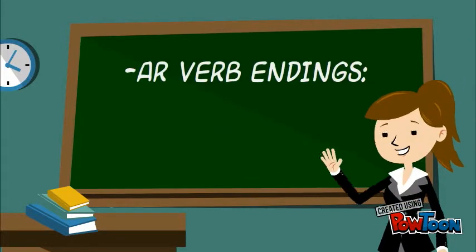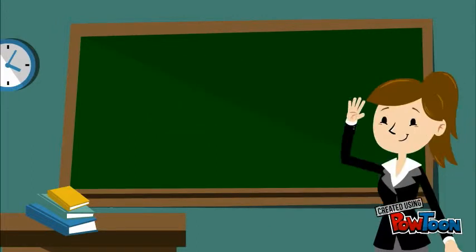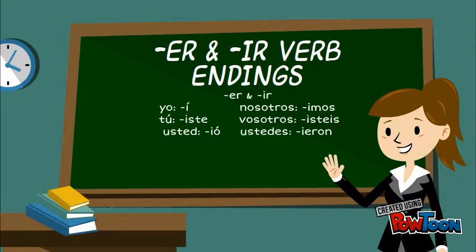The preterite verb endings for AR verbs are -é, -aste, -ó, -amos, -asteis, and -aron. The past preterite verb endings for ER and IR verbs are -í, -iste, -ió, -imos, -isteis, and -ieron.